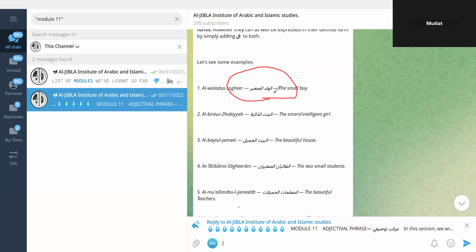Al-walad. No, it's not correct like that. It doesn't give us what we intended by saying the boy is small as a sentence, a jumla ismiya.